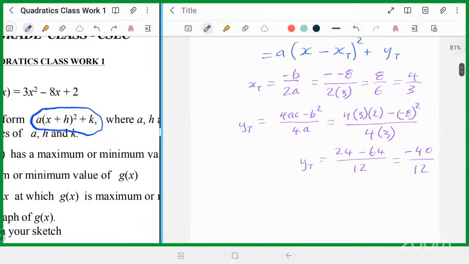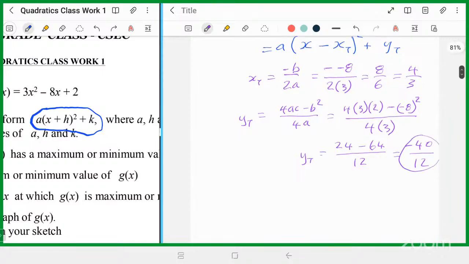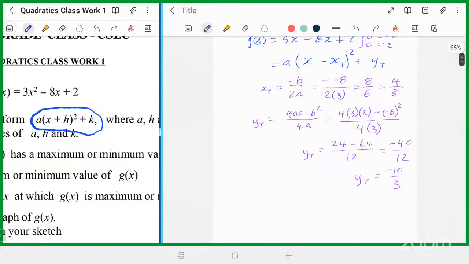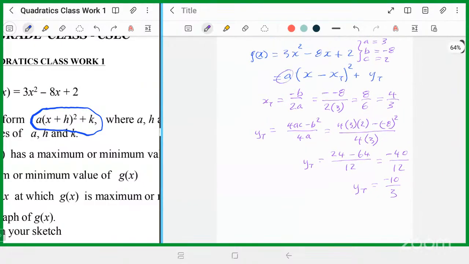And then this can be simplified as well, because this is a multiple of 4 and this is a multiple of 4. So my yt value then becomes, if I divide this by 4, it becomes negative 10. If I divide this by 4, it becomes 3. And so this is my y value at the turning point. That's going to go here. Alright, so I have my two values, and I also know that the a is this 3.